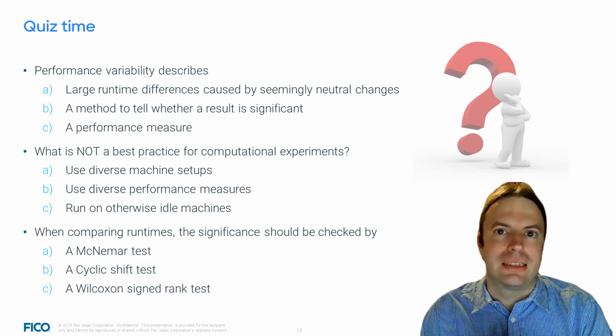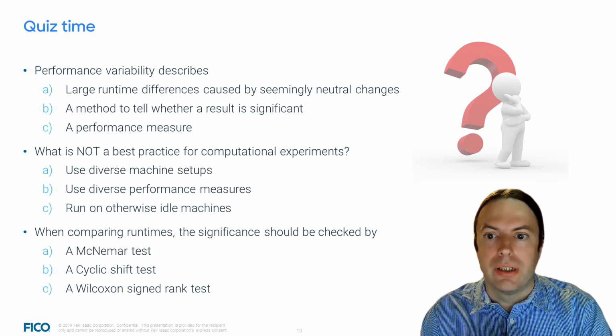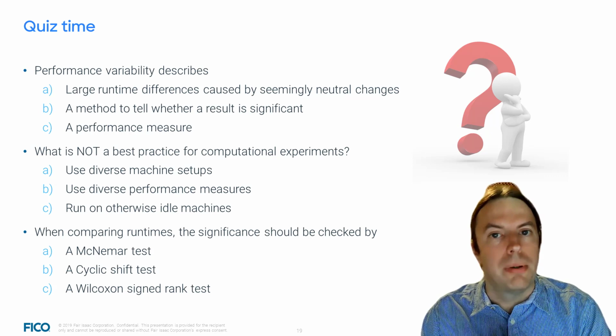All right, it's quiz time. First question. Performance variability describes A. Large runtime differences caused by seemingly neutral changes, or B. A method to tell whether a result is significant, or C. A performance measure.